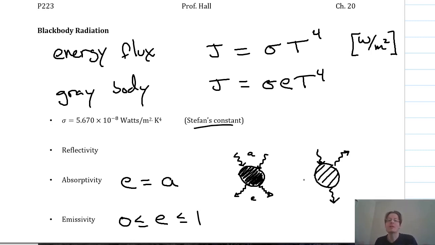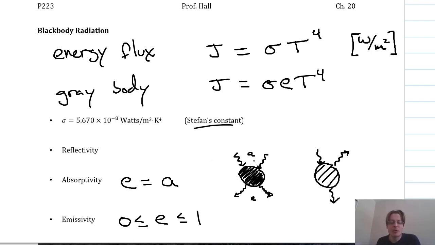If it absorbed better than it emitted, then wouldn't it just get hot? The coffee would spontaneously get hotter and hotter, which is nonsense. So the E value is always the same as the A value. If E is equal to 1 and it's a super emitter, then it's also a super absorber, and hence the name black body for E equals 1. Okay.